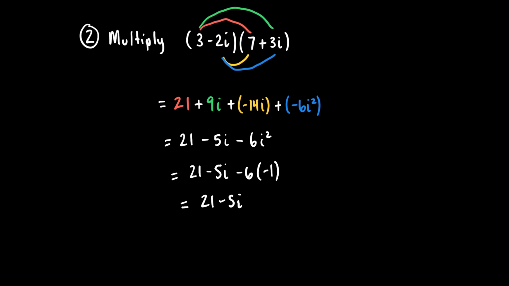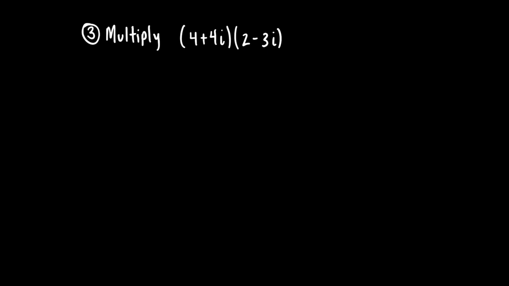And then, so if we have -6 times -1, this is going to be plus 6. So our final answer here would be 27 minus 5i. All right, let's look at another example. Multiply 4 plus 4i times 2 minus 3i.